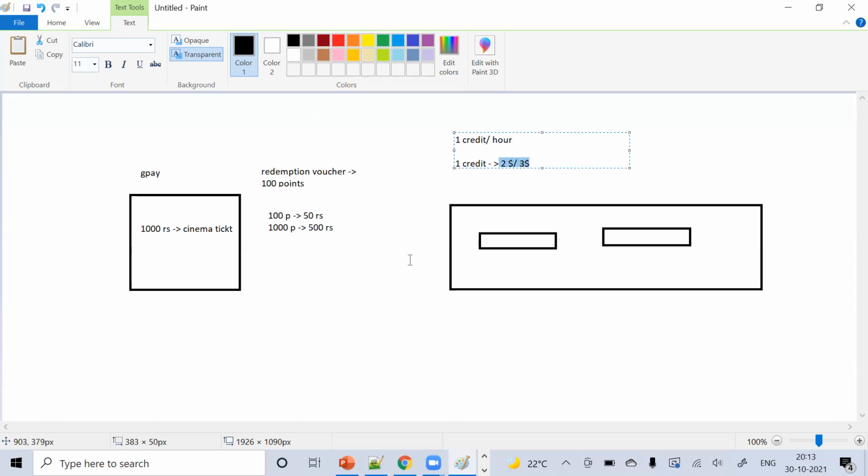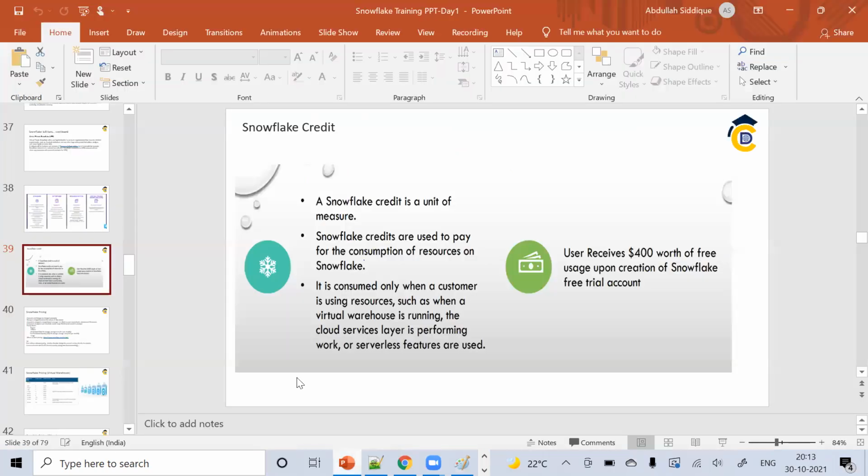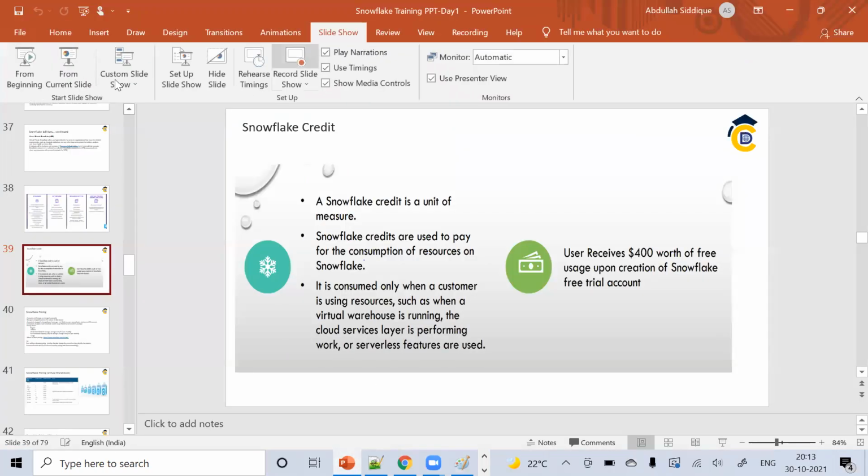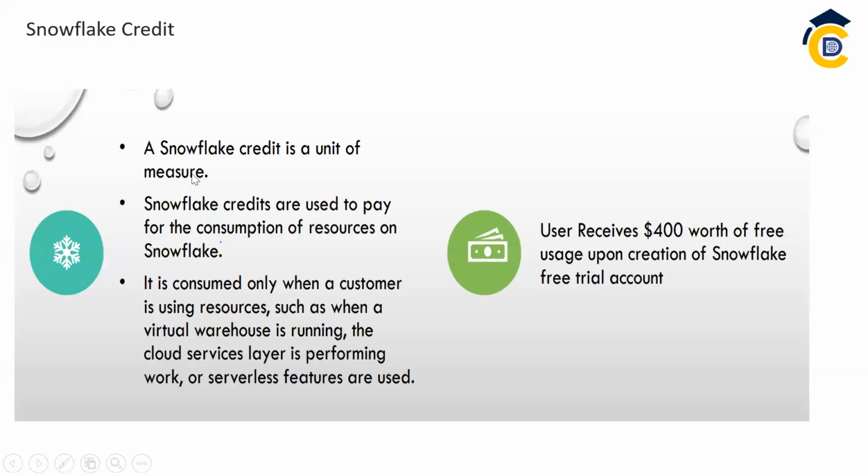Okay, so let's see the definition of credit here. A Snowflake credit is a unit of measure. Snowflake credits are used to pay for the consumption of resources on Snowflake. Simple to understand. It is consumed only when a customer is using resources, such as when a virtual warehouse is running, the cloud service layer is performing work, or serverless features are used.